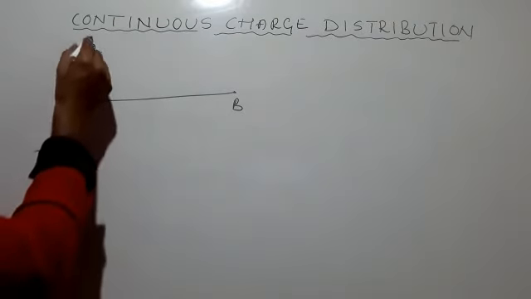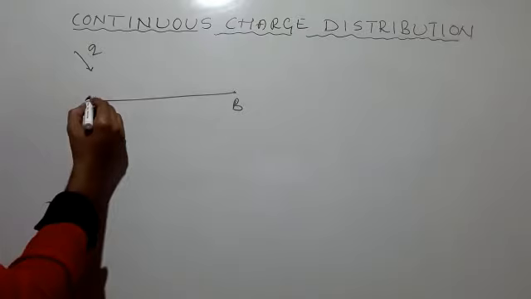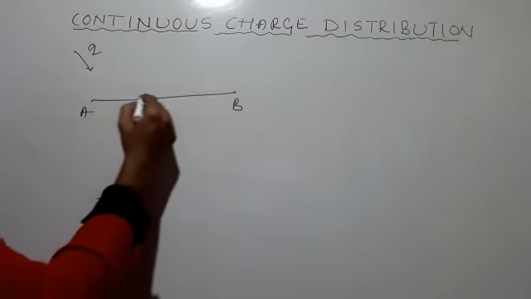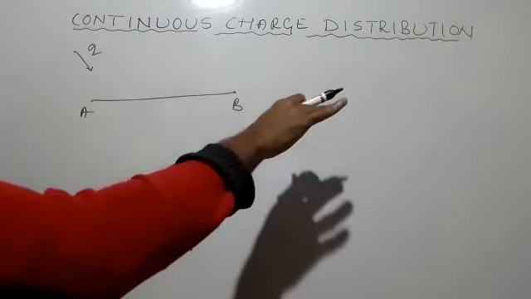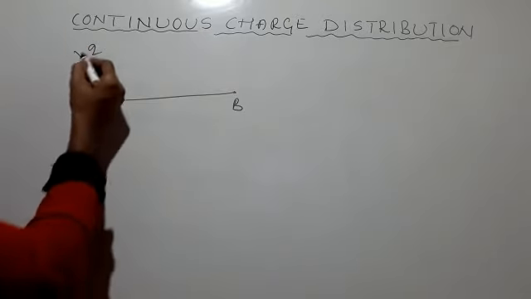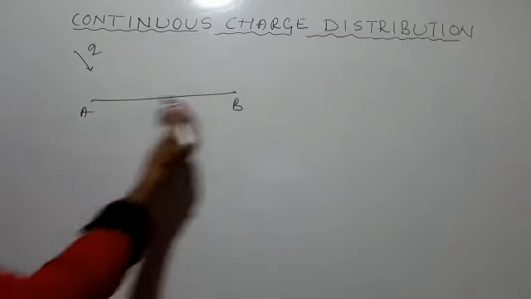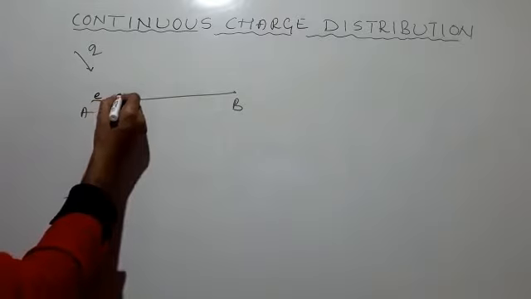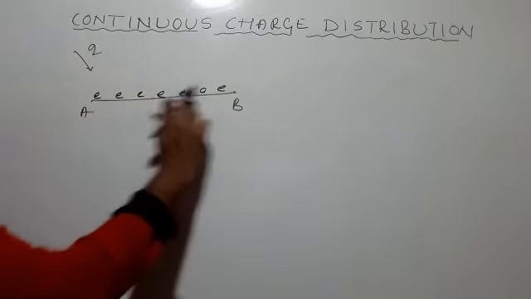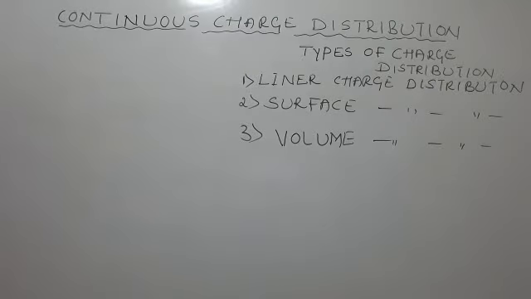That means these charges do not accumulate at one point, but they are continuously distributed along the length of the conductor. Therefore, that is called the continuous distribution of the charges. Right? Say if you give charges, say electrons, to this conductor, then all those electrons are continuously distributed along the length. Now we have three types of charge distribution.